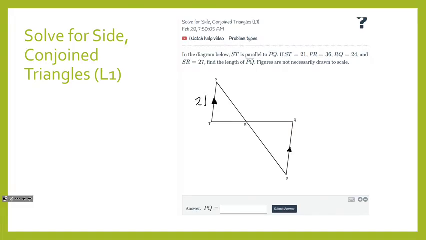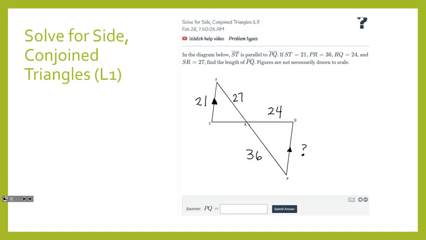PR, this one right here, is 36. So make sure you get that marked right. RQ is this one right here, guys, is 24. And SR is 27. All right, they want you to find PQ. So they want that one right there.